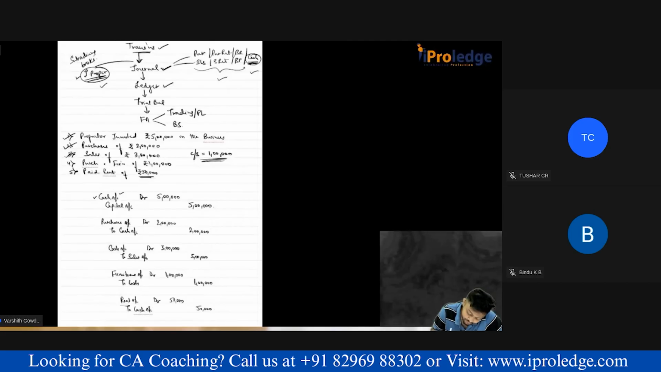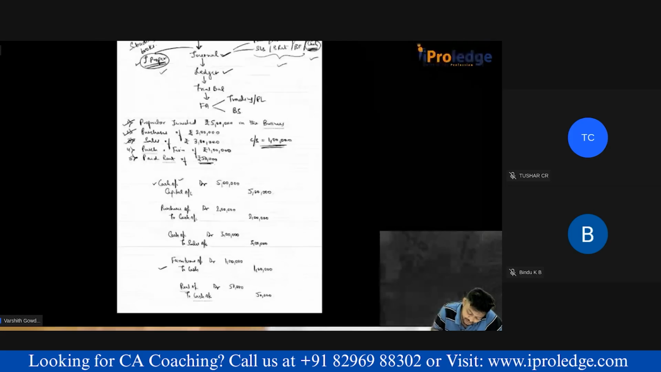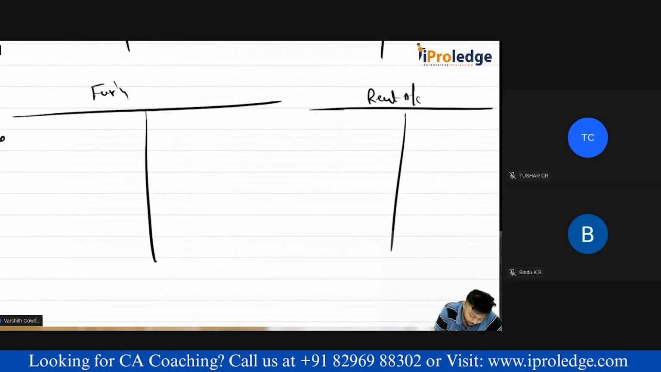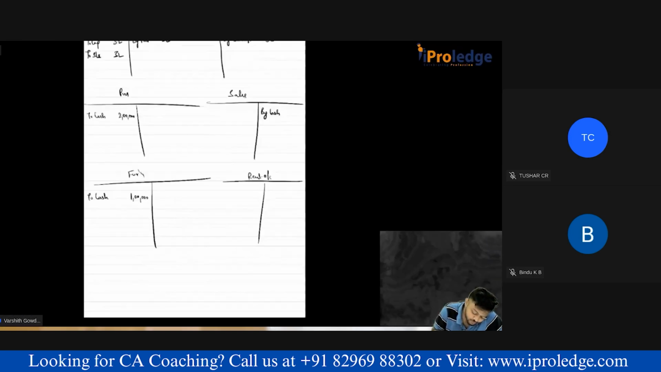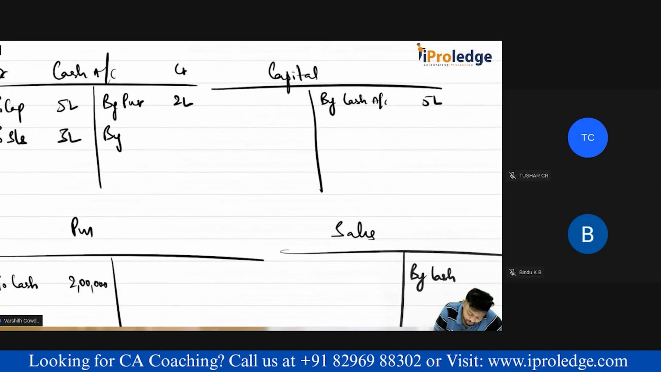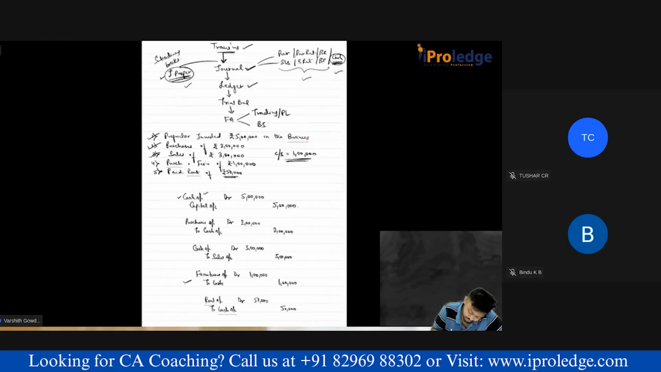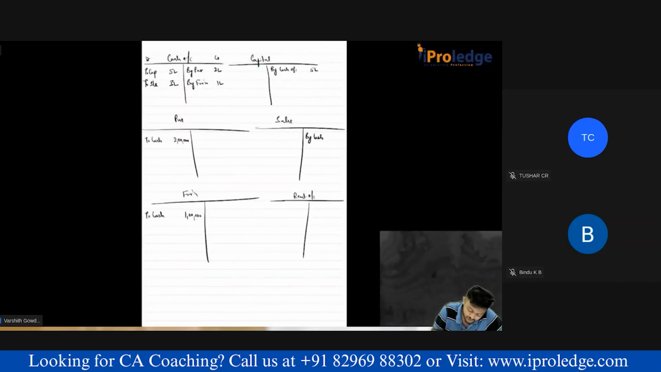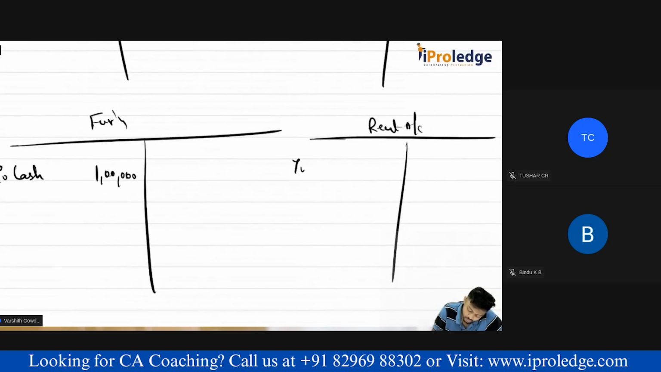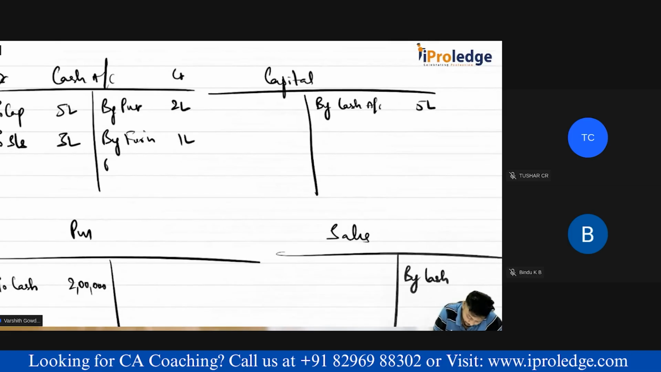Then furniture to cash. Furniture is debited, so to cash 1 lakh. Then in cash it is credited, so by furniture, how much? 1 lakh. Then rent is paid. Rent to cash, so to cash 50k. Then in the cash account, done. We are done with it. Are we done with ledger posting?